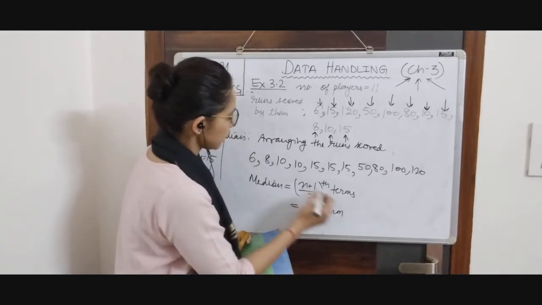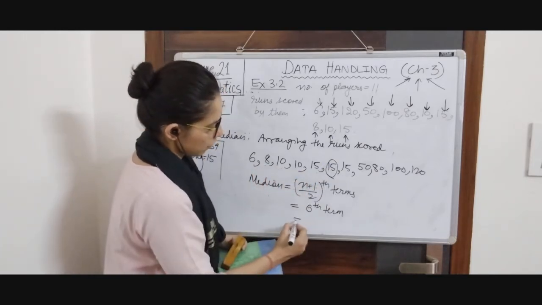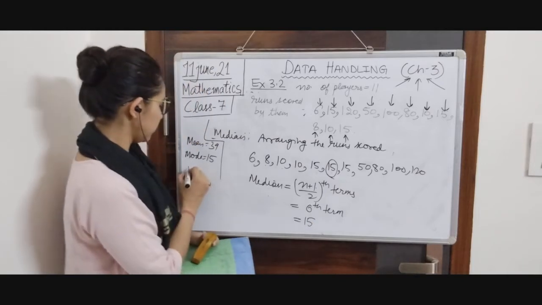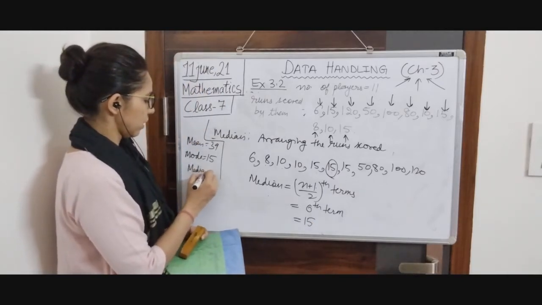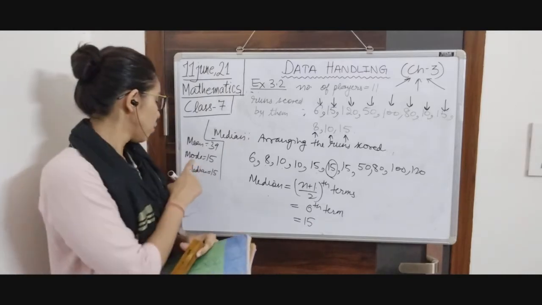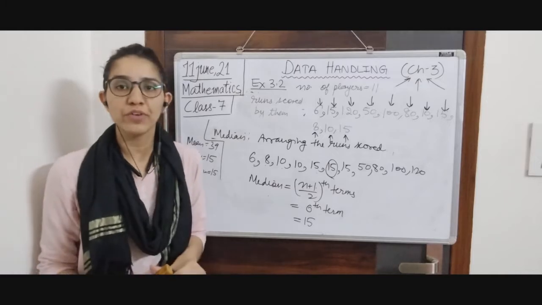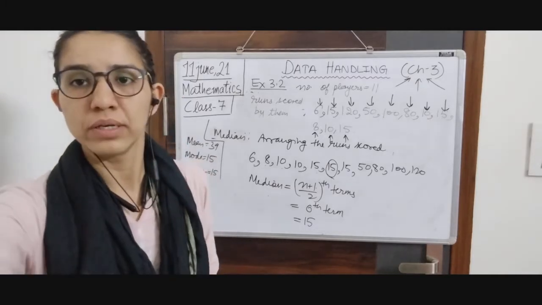So the 6th term is 1, 2, 3, 4, 5, 6. The 6th term is 15. So your median is 15. So we can safely say that though mode and median are the same, mean is different. Now we can move on to question number 3.